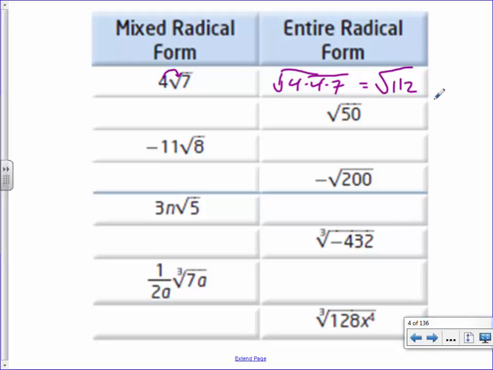That make sense? And then the other way, if I have a root 50, I mean 50 is 5 times 10, but neither of those are helpful. 25 and 2 is though. Why did I pick 25 and 2? Well, because 25 can actually square root to become 5. Does that work?